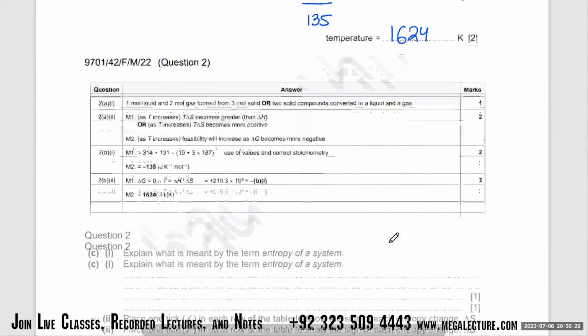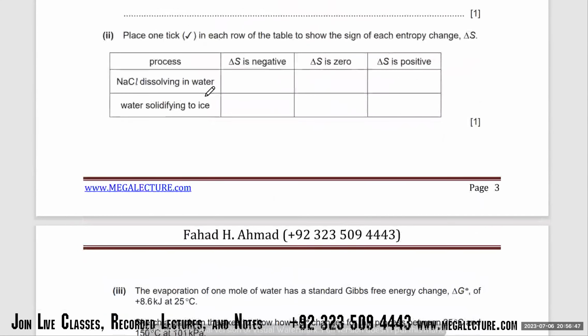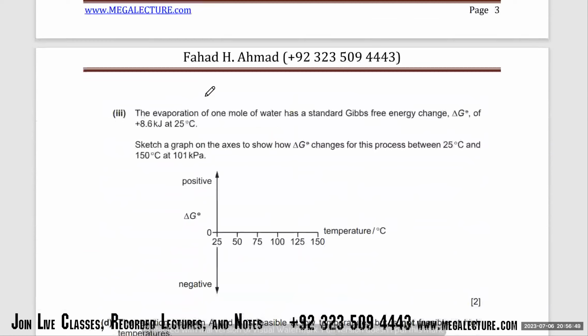Okay, now as I explained, the entropy of a system is the measure of the disorder of a system. NaCl dissolving in water, that's positive. More dissociated aqueous ions are produced. Water solidifying to ice, that's negative. This ice has more ordered particles. So now this one.